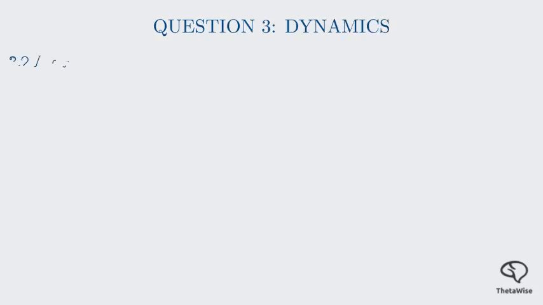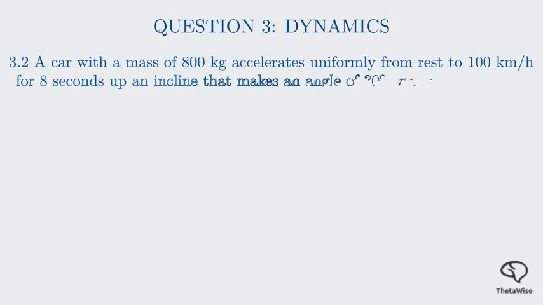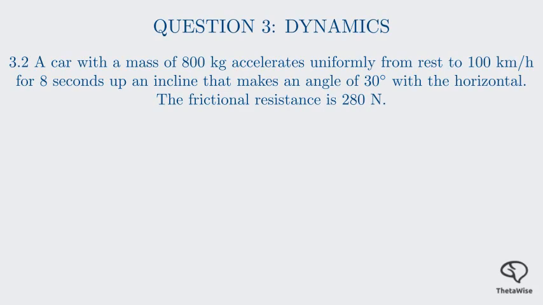We've completed the first problem. Now let's move on to question 3.2. The question is, a car with a mass of 800 kilograms accelerates uniformly from rest to 100 kilometers per hour in 8 seconds up an incline that makes an angle of 30 degrees with the horizontal. The frictional resistance is 280 newtons.